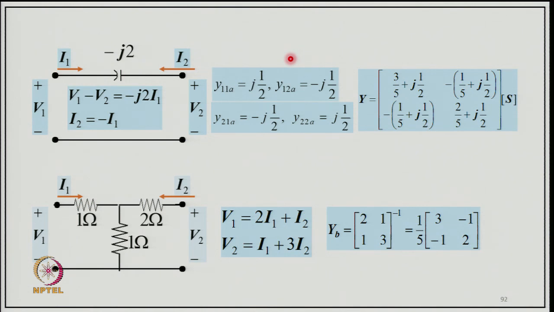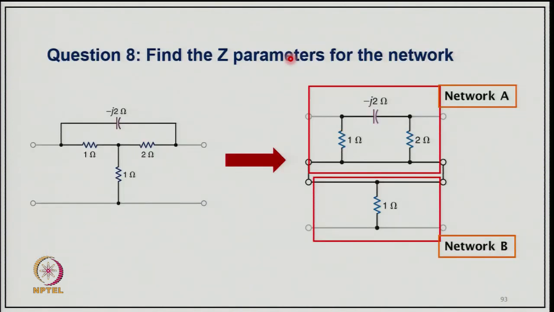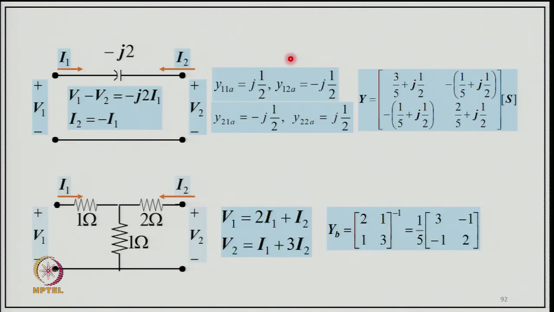That was the first network, and the second network has 1 ohm, 2 ohm and 1 ohm between V1 and V2. From which we can write the equations V1 equals 2 I1 plus I2 and V2 equals I1 plus 3 I2, or we can say the Y matrix will be the inverse of this impedance matrix [2, 1; 1, 3]. That becomes 1 upon 5, which is the determinant, times the bracket [3, minus 1; minus 1, 2]. From this, we have the simplified two networks here, which gives the final equation.